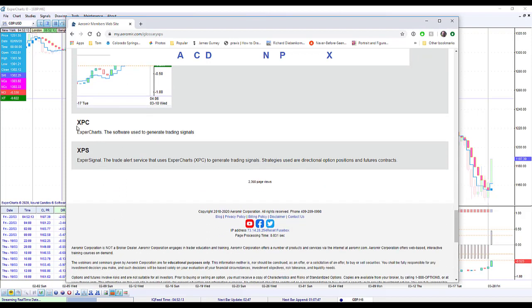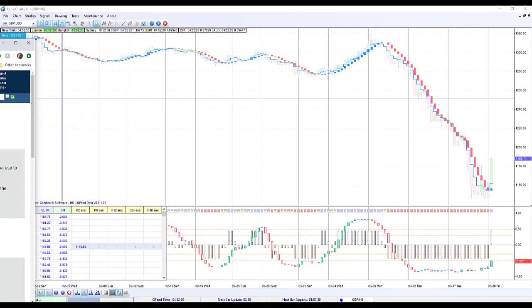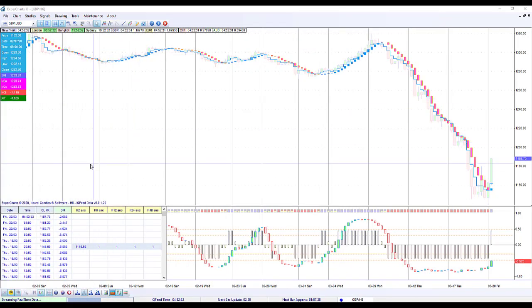And then XPC is the ExperCharts software, XPS is the service, ExperSignal. So when you get trade messages, you'll see XPS. If you're getting multiple trade alerts, you'll see codes for each one, and XPS is for the ExperSignal code or trade alert service. Okay, so again, let's go back to the software itself and put it all together.